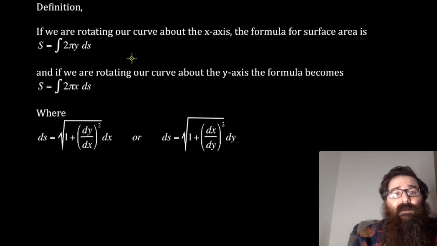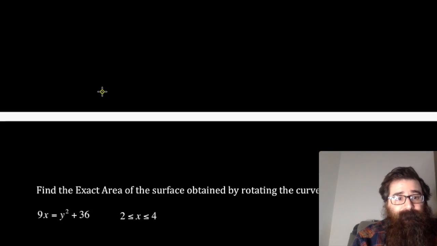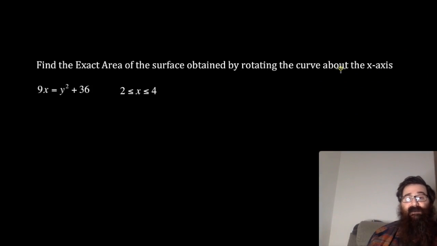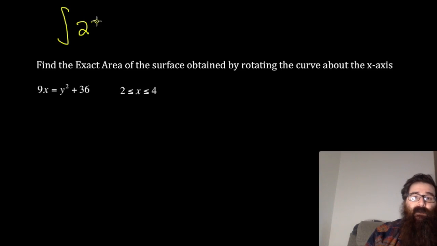But I always like to start with the type of rotation, the generic formula, and then I like to look at the bounds, like I was saying in the arc length section that we just got done with. Let's see some examples. I want to find the exact area of the surface obtained by rotating the curve about the x-axis. As soon as I hear that, rotating about the x-axis, I'm already writing down the integral of 2 pi y ds.